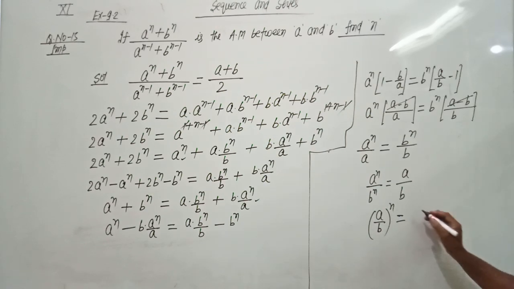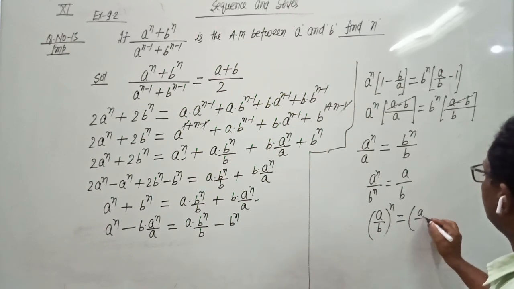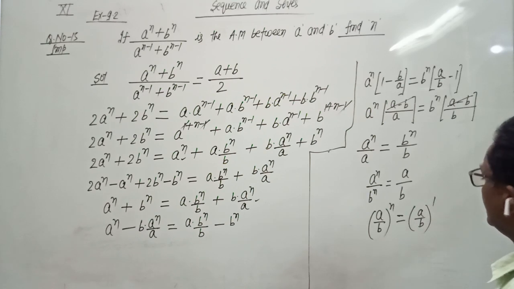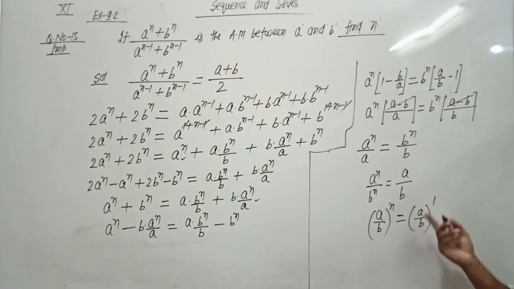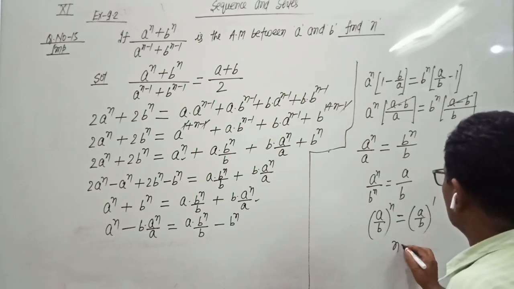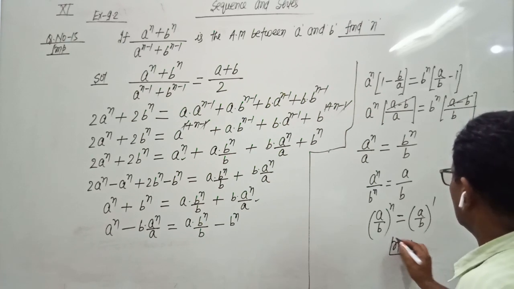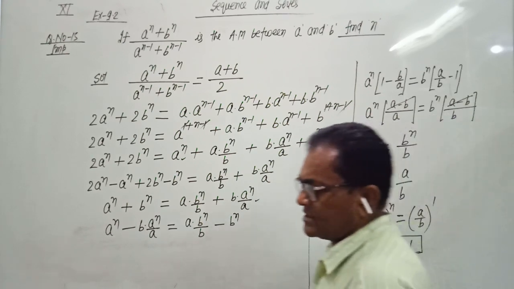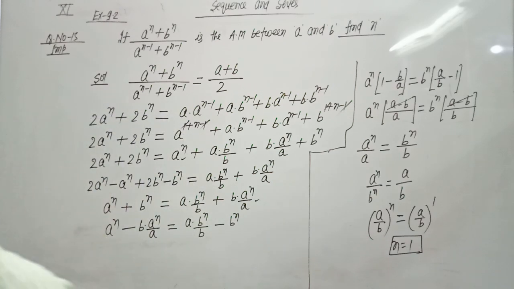And a by b can be written as (a by b) raised to the power 1. If there is no power written, it means there is 1. So from both sides a by b cancels and the value of n comes to be 1. So this is the value of n: n equals 1.